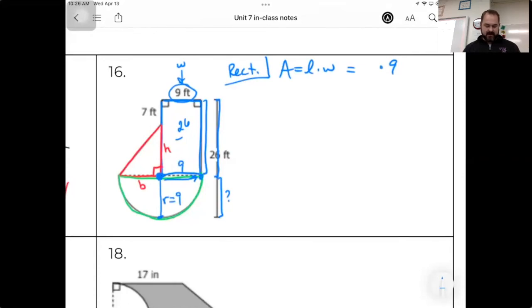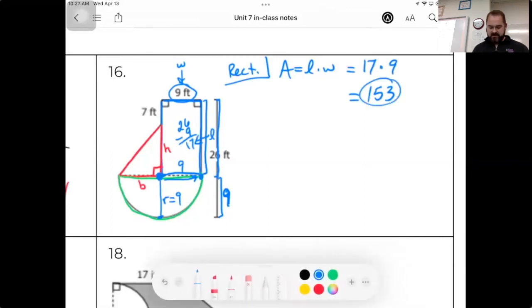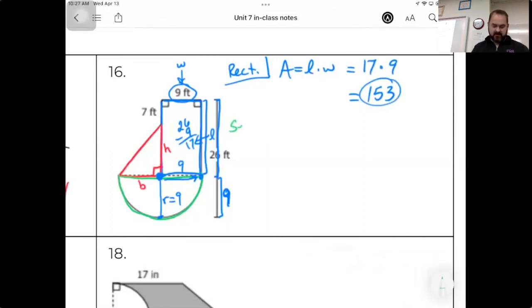Okay, so that's the number. This 9 is what I got to take away from 26 to find the length of my rectangle. 26 minus 9 is 17. So that length of the rectangle is 17. Okay, kind of tricky to find that, but I have those measurements now. So if I do 17 times 9, I should get 153 for the area of the rectangle. So that's one measurement I need. So let's move down actually to the semicircle first. Then we'll come back to the triangle to finish this up.